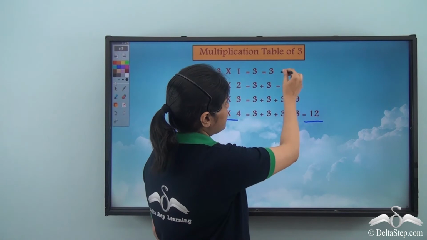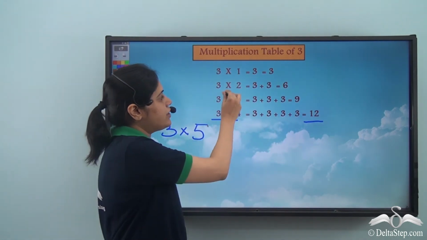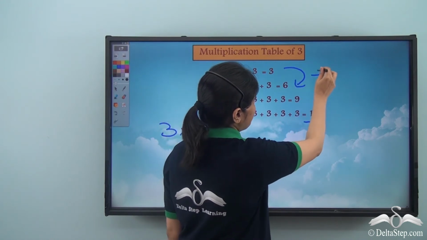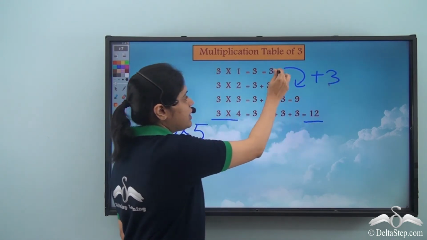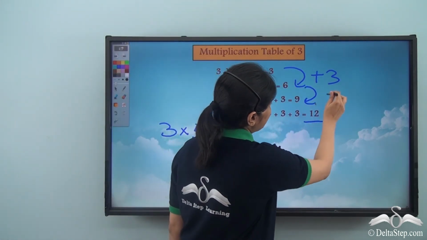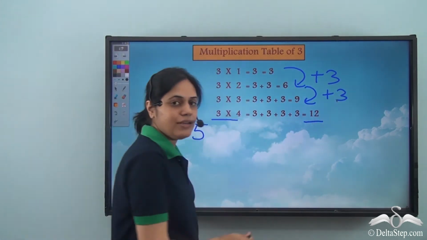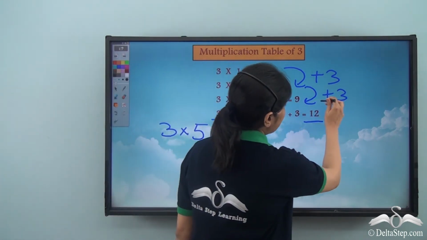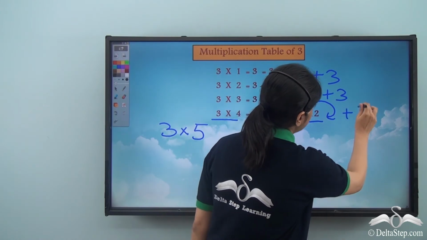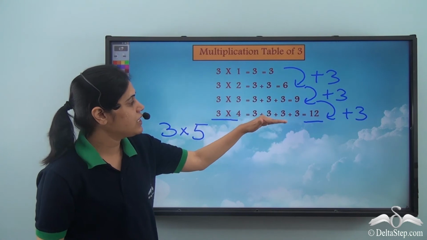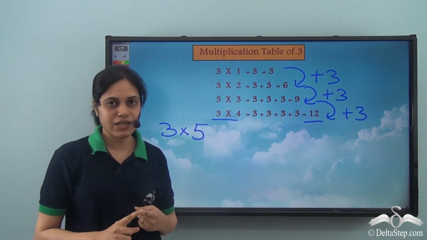Let's see. From 3 into 1 to 3 into 2, we see that it increased by 3. 3 plus 3 is 6. From here to here, if I again add 3, I get 9. So 6 plus 3 gives me 9. Once again, 9 plus 3 will give me 12. So as I'm coming down, I need to add 3.